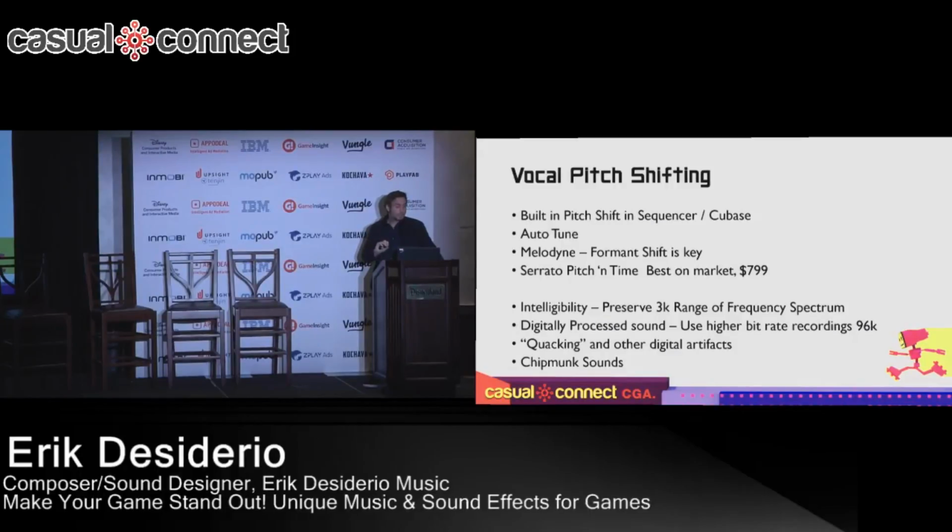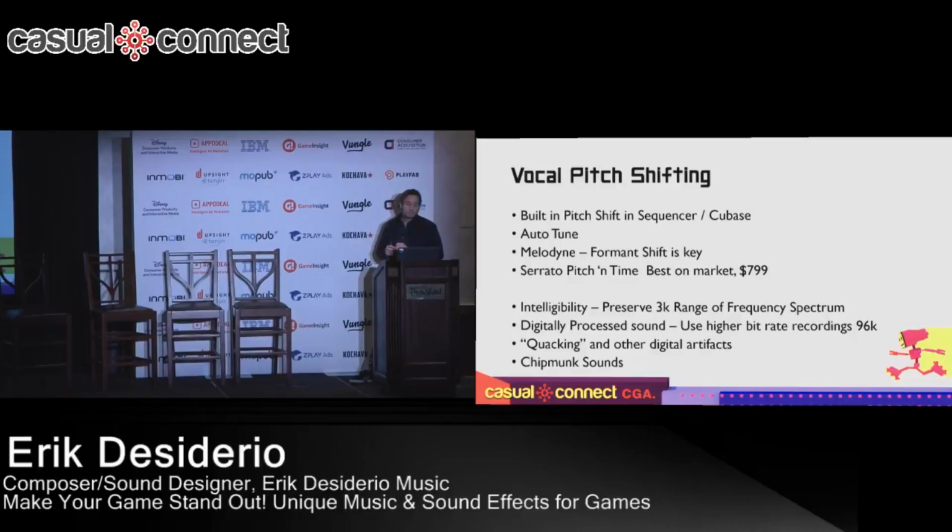Also, talking to other people, Serato Pitch 'n Time is very highly recommended. Apparently it's the best. It costs $800, so I found out about this after I did this project, and I think I'm going to try that out next time. So you really want to preserve the 3K range of the frequency spectrum. When I do vocal pitch shifting, a lot of times I'll EQ to have additional 3K before I pitch shift it, so that when it's processed, it actually retains a little bit more of the 3K. I've tried EQing it afterwards, which doesn't work quite as well, I find.